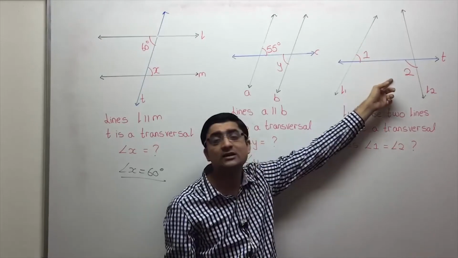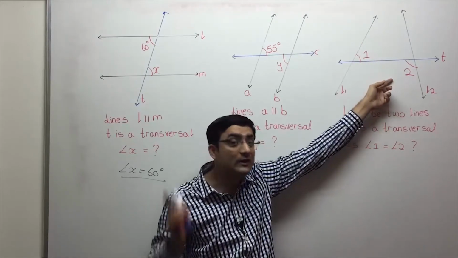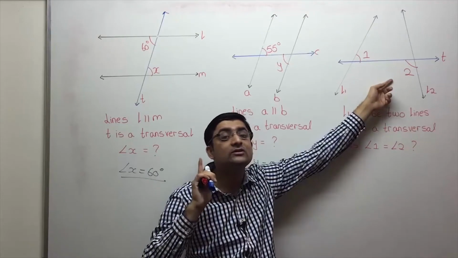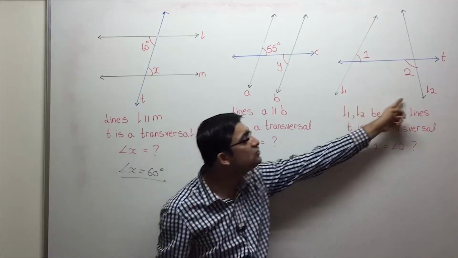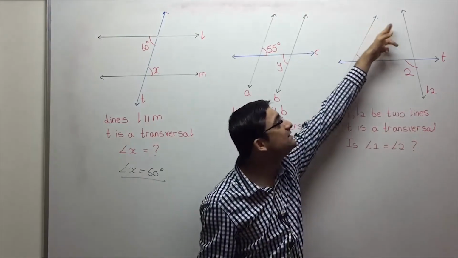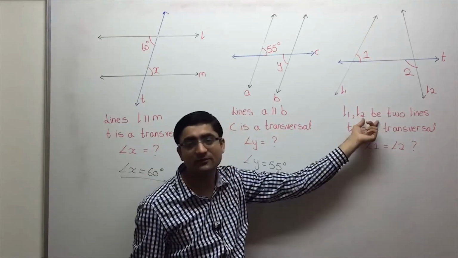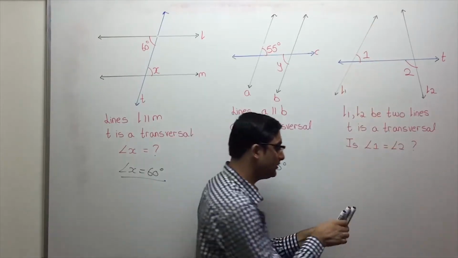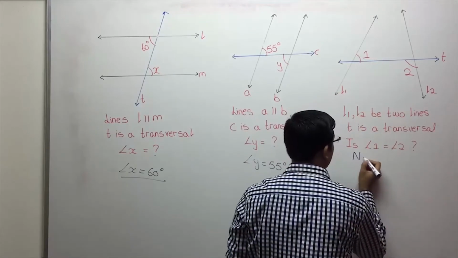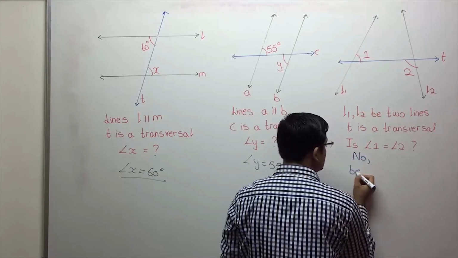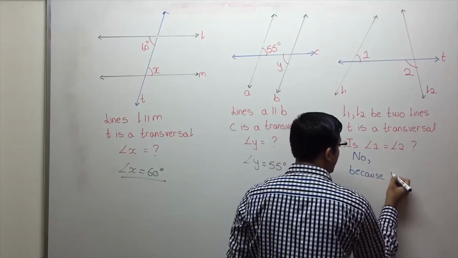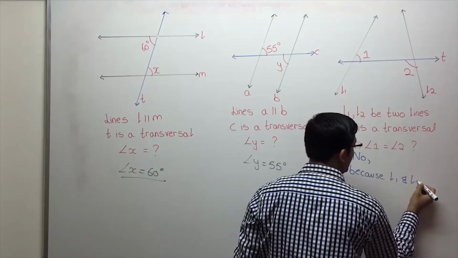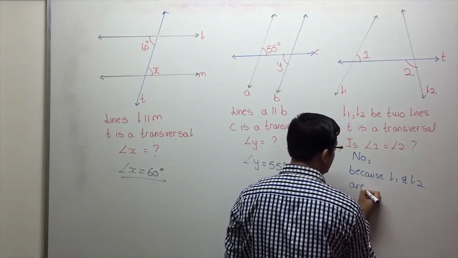So are these two angles equal? No. When will alternate interior angles be equal? When the two lines are parallel. Are these two lines parallel? No. You can clearly see they're going to meet each other. Also, we're not given that. So since the two lines are not parallel, therefore these two angles are not equal. So the answer is no. What is the reason? Because L1 and L2 are not parallel lines.